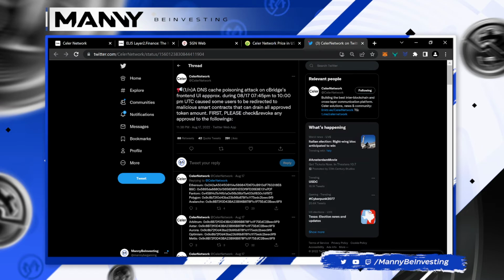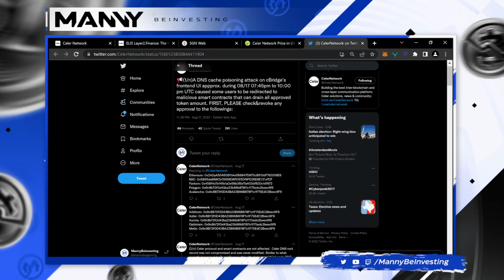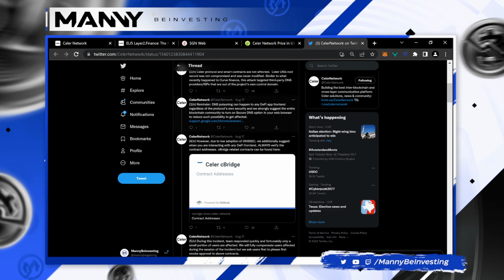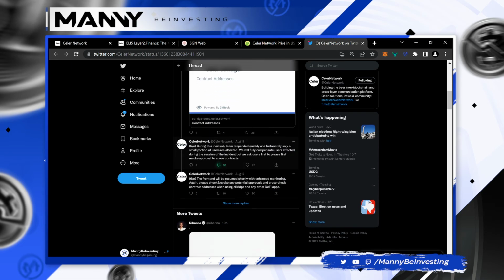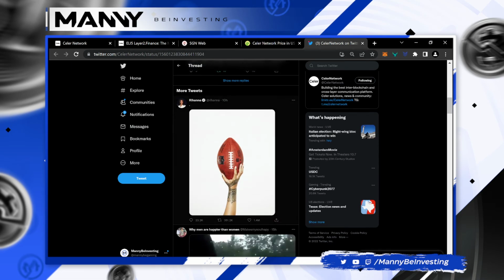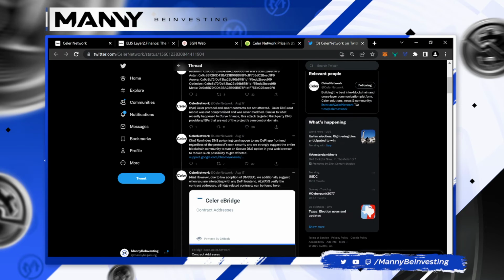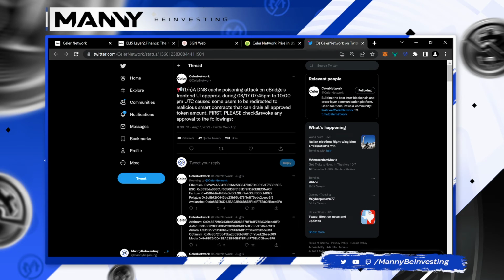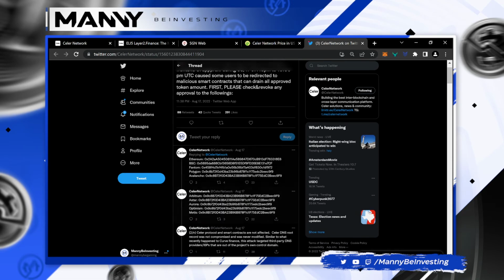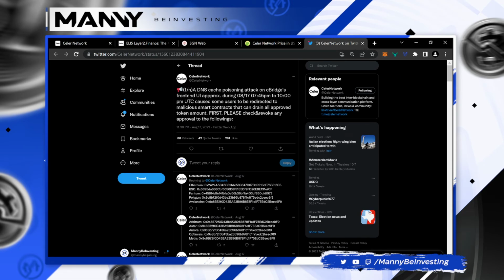So a DNS cache poisoning attack on the bridge's front end UI approximately during that time. They have all that information there. And then they have all the different addresses that you might have interacted with. So yeah, you just got to really be careful with this stuff. But they have all that information. They squashed it. I think they might have returned the money too. I can't remember. It wasn't a ton. But yeah, they did have a DNS kind of attack there.